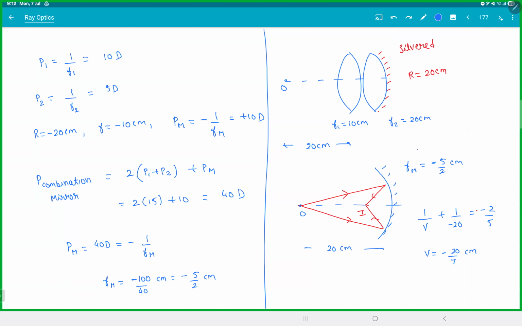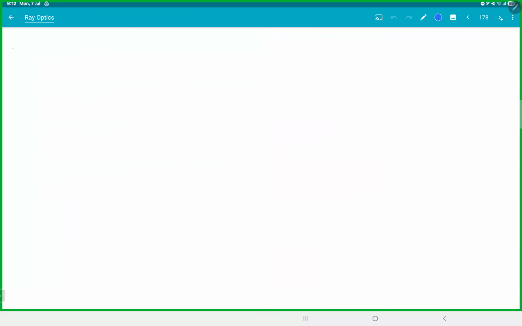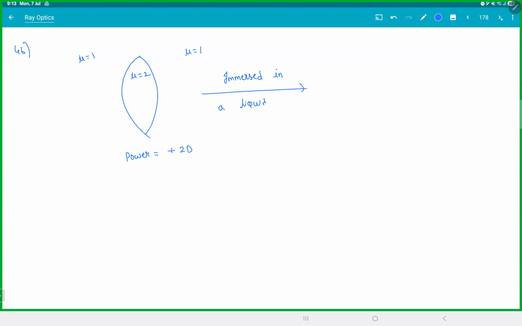Let's see, one more. This was a mains PYQ. Easy one. We got a lens, mu is equal to 2. This power is 2 diopters. You took this and immersed in a liquid of refractive index 4 by 3. What is the new power?